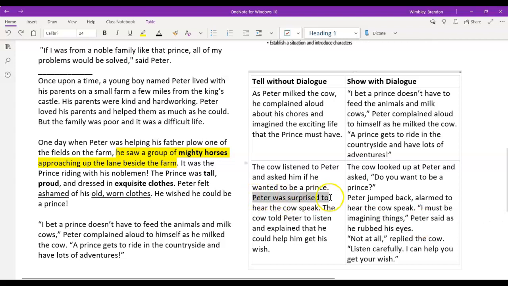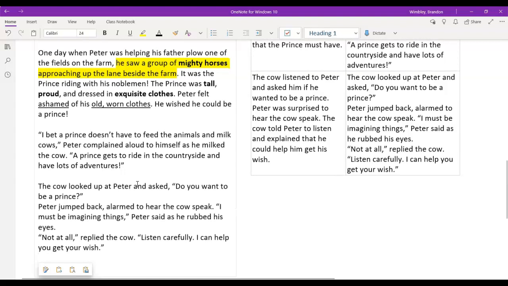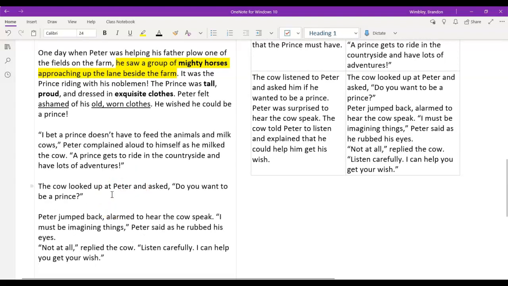So here I just said Peter was surprised, but here we know he's actually saying something. Am I imagining things? And I really like this phrase of he rubbed his eyes. He's like trying to see if he's waking up from a dream. So I think this one's a little bit better because I get to hear a cow talk. I get to see how they interact instead of me just saying Peter was surprised because a cow spoke. I get to see his reactions. So I'm going to put those in.